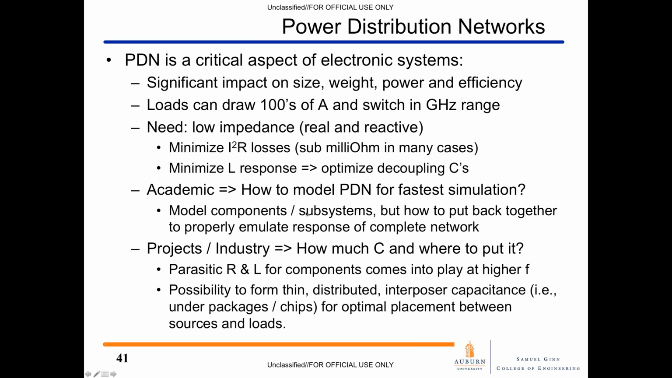So if you can model the individual components, how can you then reassemble those as models and have a fast simulation so that every time you change something in your power distribution network design, you don't have to go back in and run a complete EM simulation? From the industry side or from our project side, we ask questions such as how much capacitance are we going to need to decouple the inductance that we have for these networks, and where do we put that? So there's obviously parasitic R's and L's for the different components that we have, and these come into play as we go to higher powers and higher frequencies.